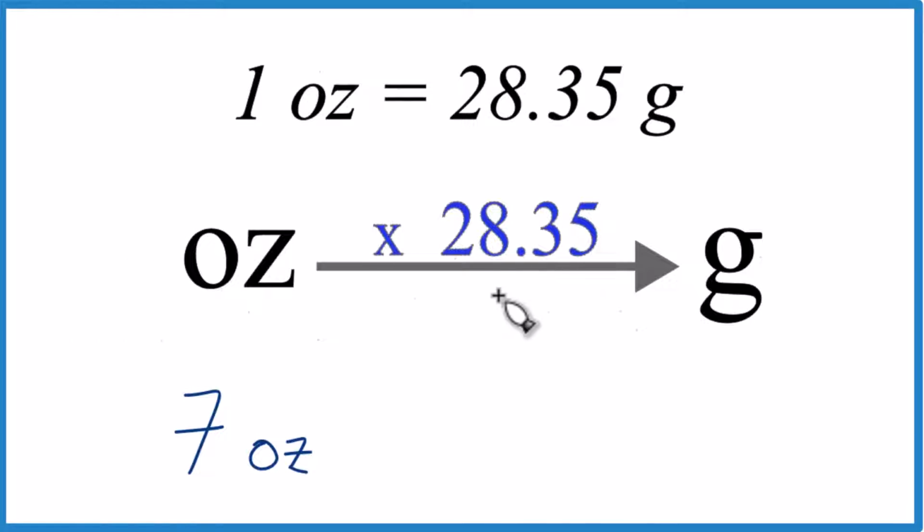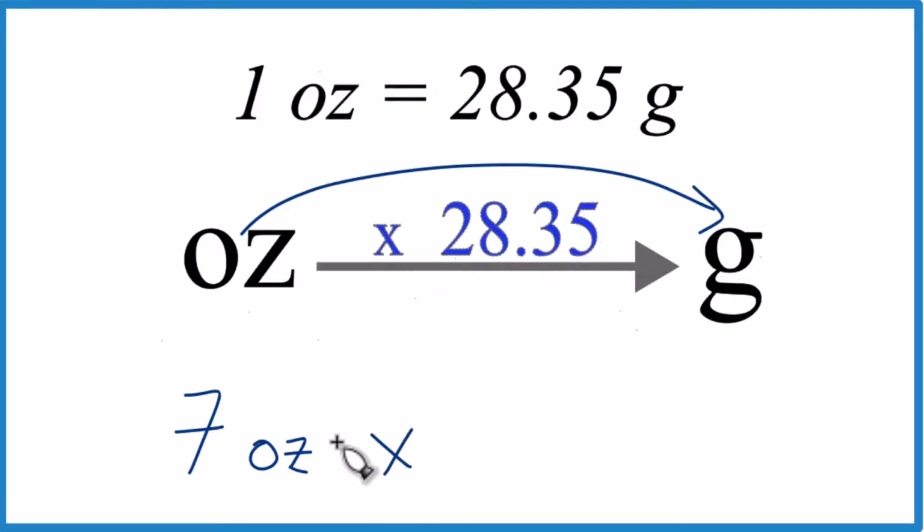Okay, let's convert 7 ounces to grams. Here's how you do it. 1 ounce equals 28.35 grams, and you need to remember that. That's the conversion factor. So when we go from ounces to grams, we just multiply by that 28.35 number.